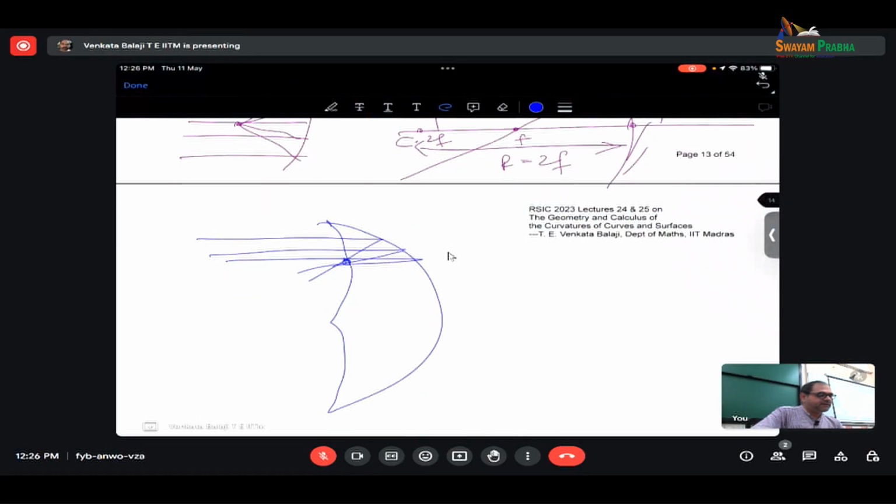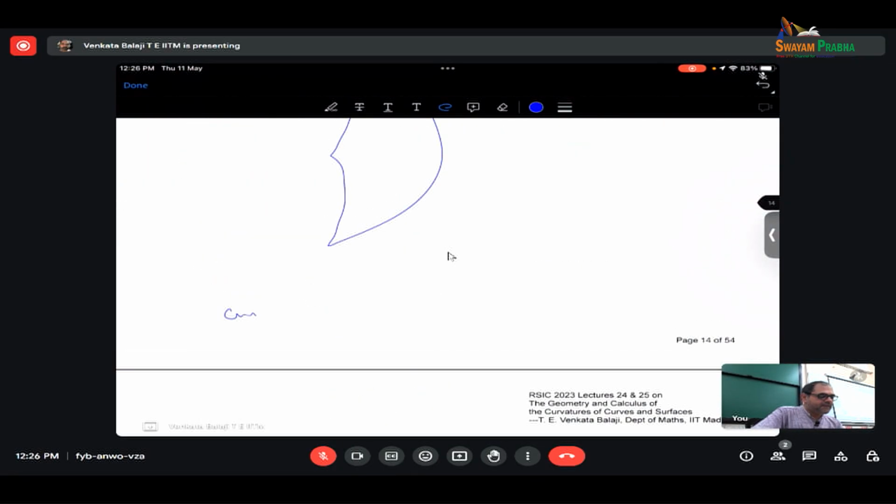I told you that we can do the following thing. You have a curve. Then you take the locus of the centers of curvature, and you get what is called the envelope. This is called the evolute, and this is actually the envelope of normals. Now the point is, from the evolute, can you come back to the curve?